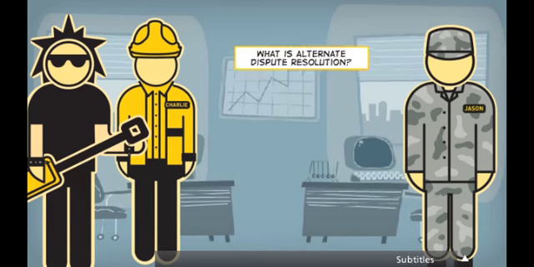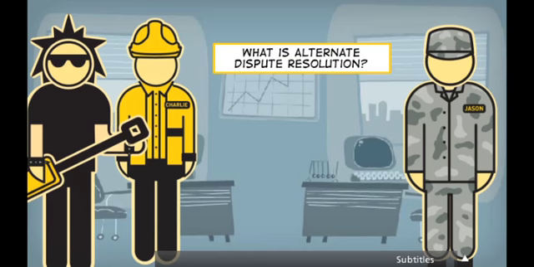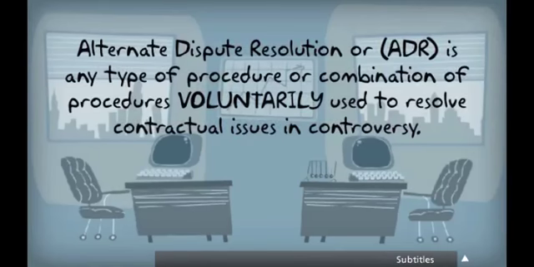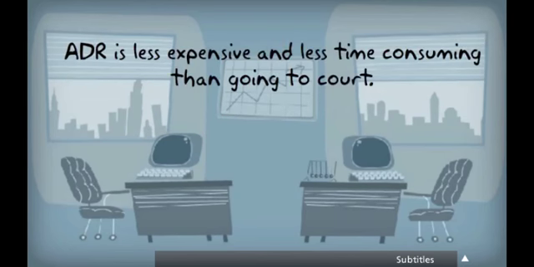What is alternate dispute resolution? When should it be used, and how can it be used to resolve disputes? Alternate dispute resolution, or ADR, is any type of procedure or combination of procedures voluntarily used to resolve contractual issues in controversy. The objective of using ADR procedures is to increase the chances for resolving contractual controversies in a relatively inexpensive and a more expeditious manner than going to court.